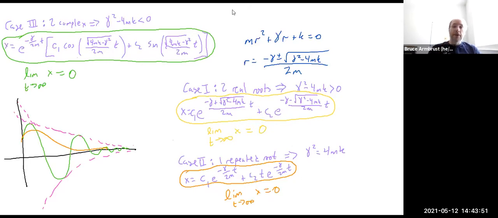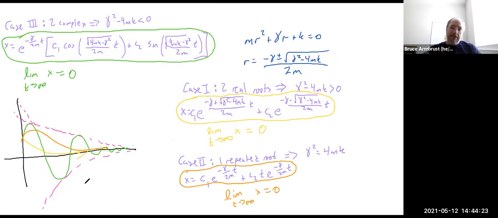Now, if we go to the third case, that's just a sum of exponentials. We've increased gamma even more. So imagine we're now in a thicker medium. And this is going to be one that just drives it down exponentially. It's just so resistive, it just pulls it back down.